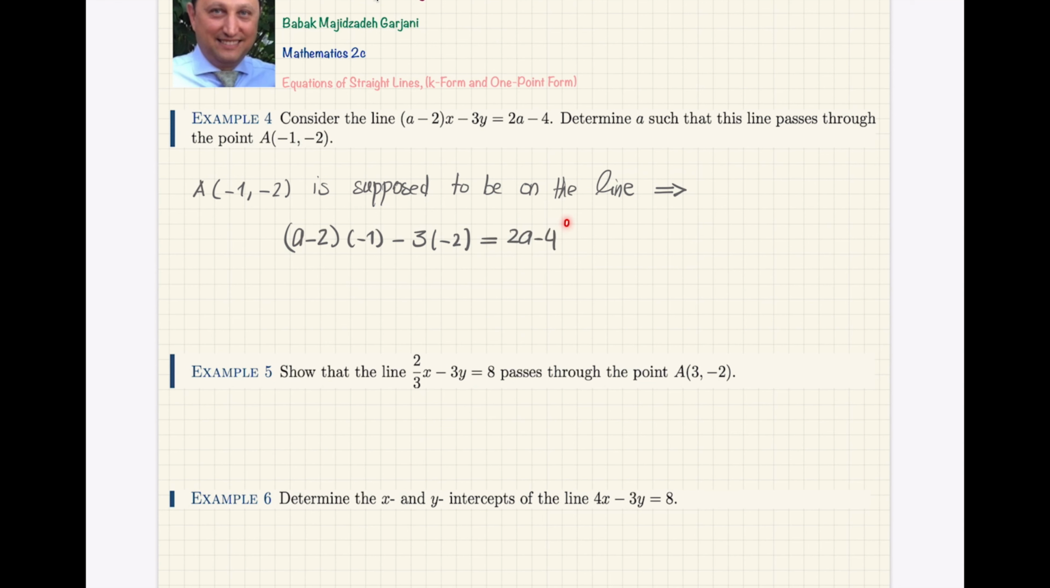This means that this should be a true equality. This then means that find a such that this is a true equality. But this means solve the equation. Yes, this is an equation in terms of a now. So I want to solve this equation. So I multiply this inside: minus a plus 2 plus 6, and on the right hand side I have 2a minus 4. And then you know how to solve this, yes? Minus a minus 2a, and then I will write minus 4 minus 2 minus 6.